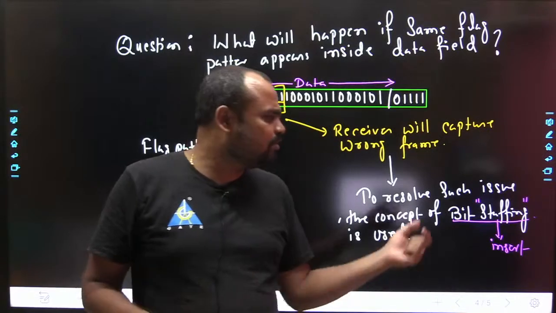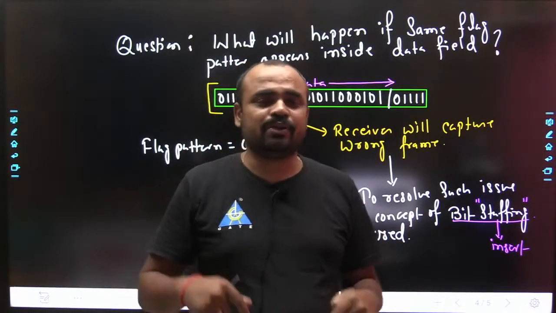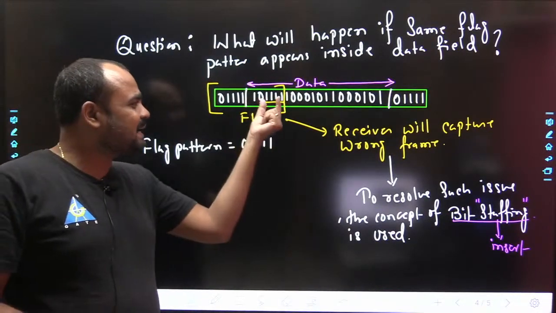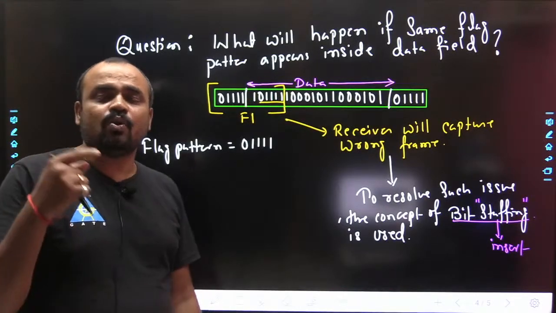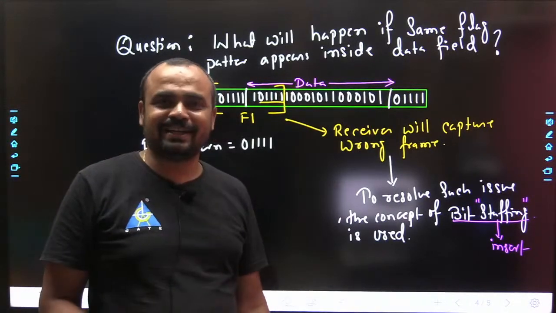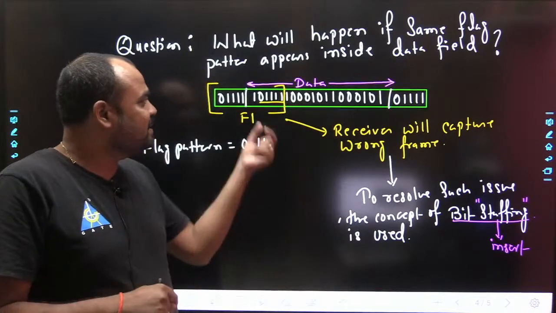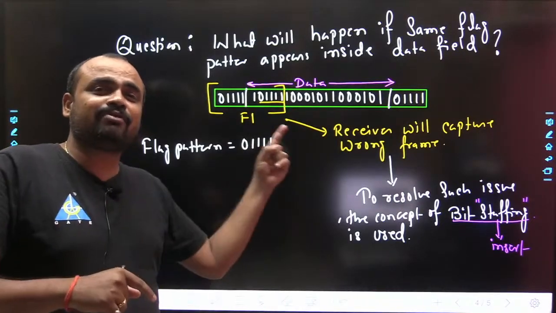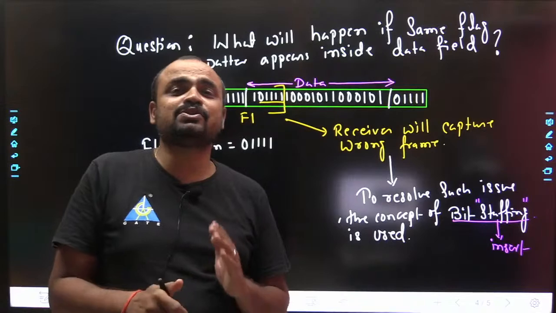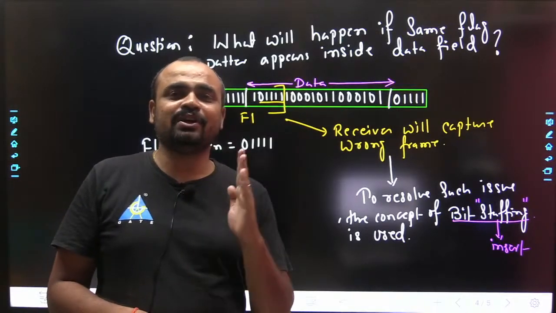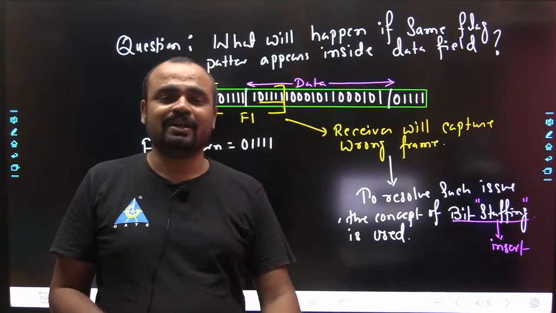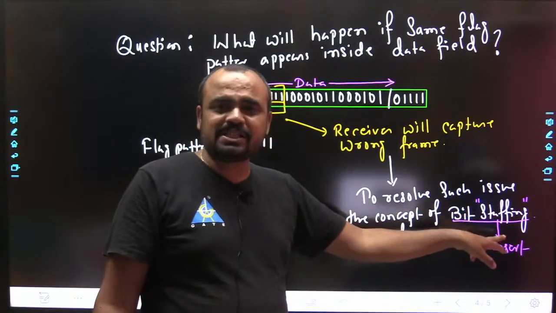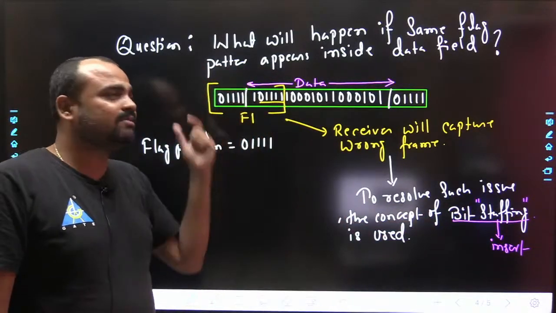So what is the reason for bit stuffing? See, why are we implementing this concept? Because the flag pattern appears inside the data. So what should be our ultimate target? Our ultimate target is to avoid the flag pattern in the data part. And if you want to avoid the flag pattern in the data part, definitely you have to insert additional bits inside the data. So basically we implement the concept of bit stuffing to avoid the flag pattern in the data part.